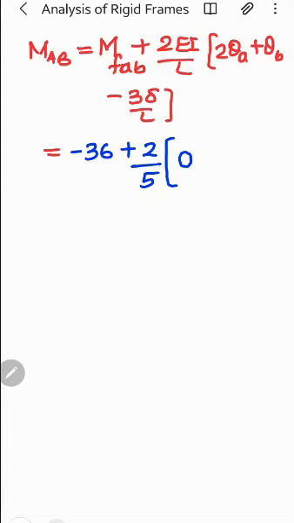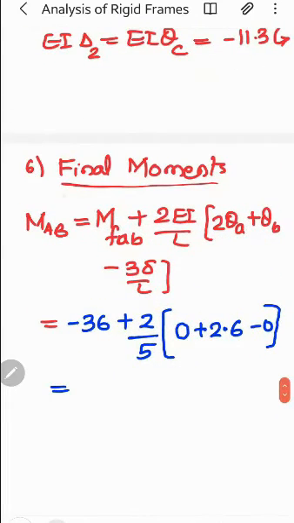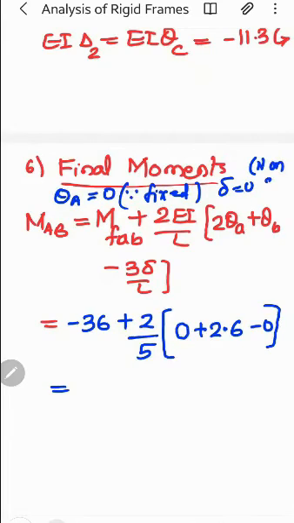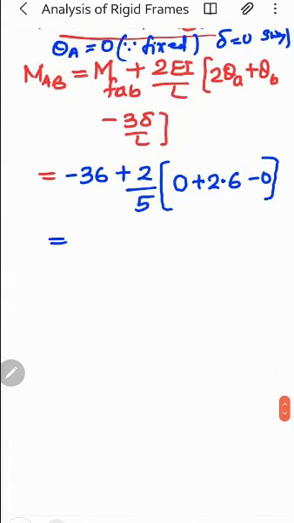There is no deformation there. EI theta B is plus 2.6 and delta is 0, right? Because it is a non-sway problem. Delta corresponds to sway, so it is a non-sway problem. While applying this to get the final moments, you take theta A equal to 0 because it is a fixed end, and you take delta equal to 0 as this is a non-sway problem, right? And if you calculate this, the value will be minus 34.96 kilonewton meter.